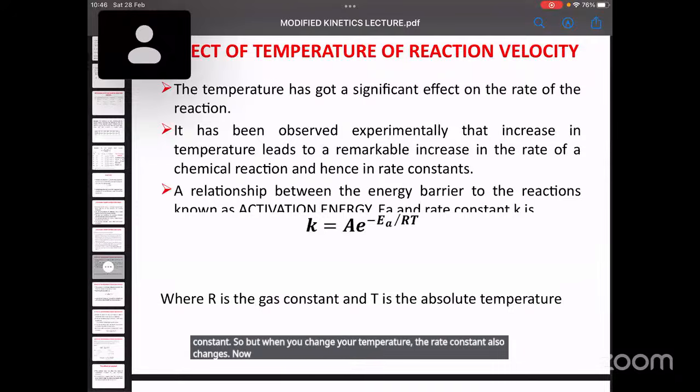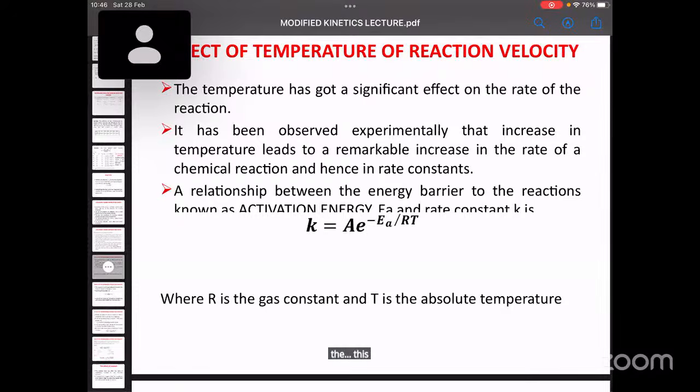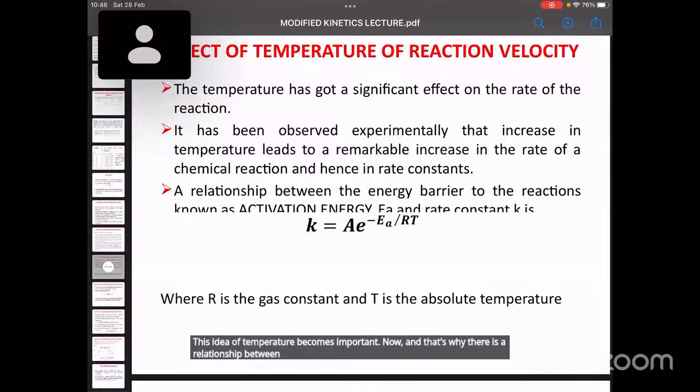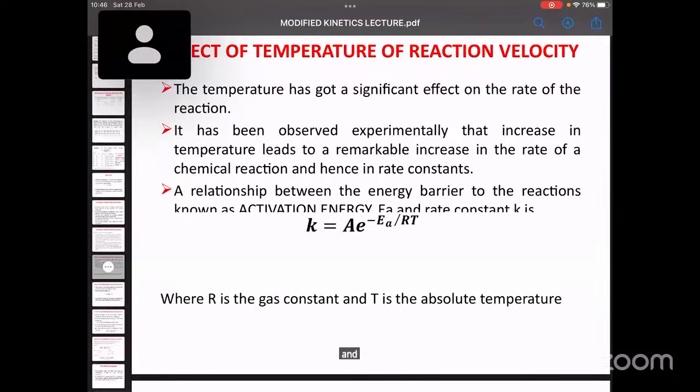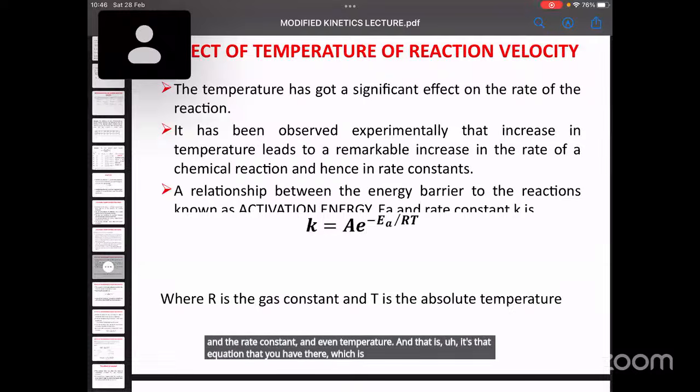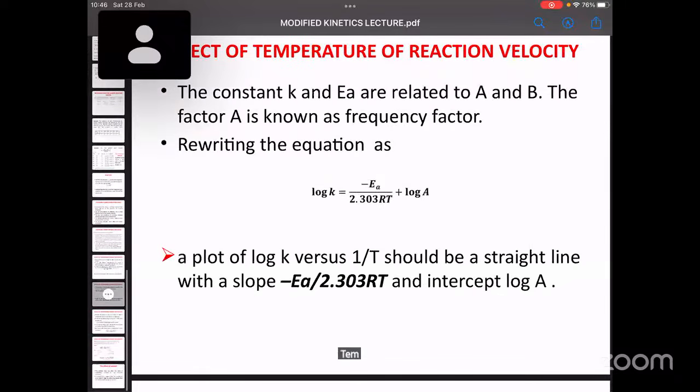Now, remember we spoke about that energy barrier. It is because of that energy barrier that this idea of temperature becomes important. That's why there is a relationship between the energy barrier of a reaction, which is called the activation energy, the rate constant, and even temperature. It's that equation that you have there, which is k equals Arrhenius factor times exponential of minus activation energy divided by RT. The R is the gas constant, and T is the absolute temperature. So we can write that equation in this form also.